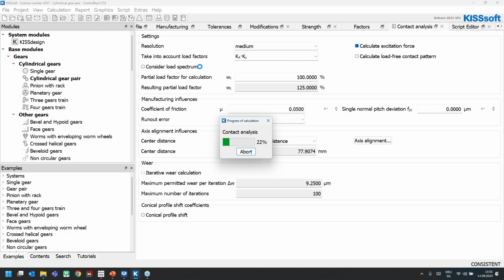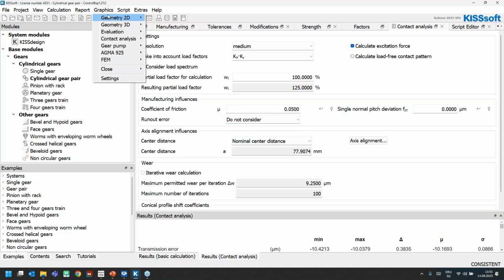Okay. So now what we basically expect to see on the profile is some sort of waviness, and we also expect to see these effects on the stress distribution. Sometimes you can save some calculation time if you deactivate the check button, calculate excitation force. Okay, but we should be done now.